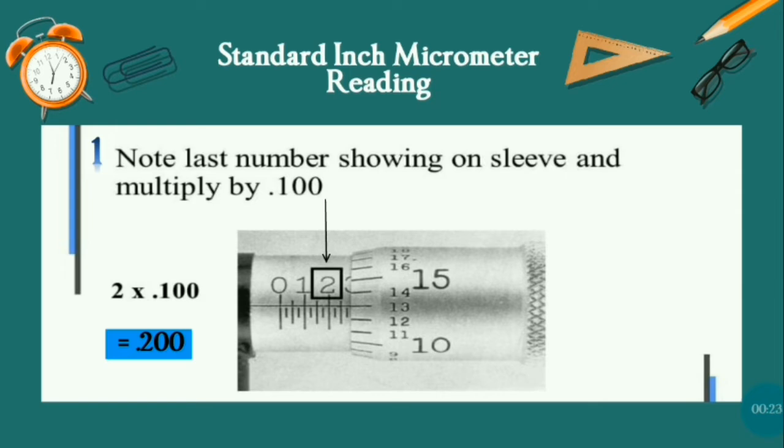So you must note the last number showing on the sleeve and multiply by 100,000ths of an inch. First, you will identify on the sleeve the number 2. So let's multiply it by 100,000ths of an inch. That is equal to 200,000ths of an inch. Very good.